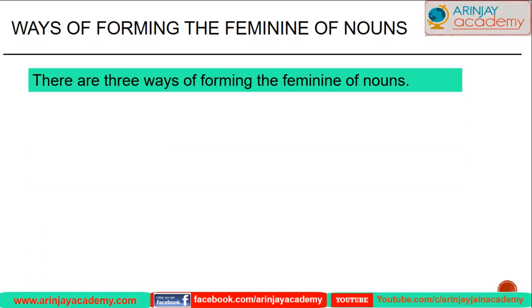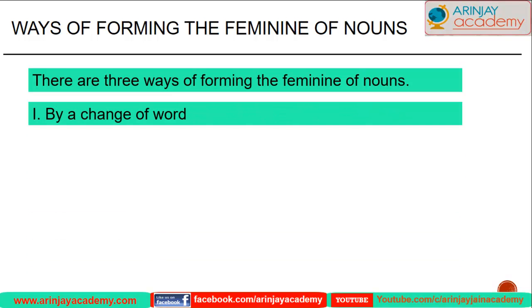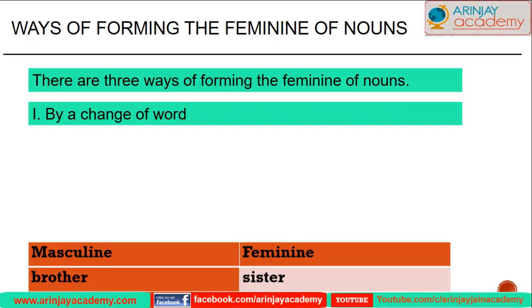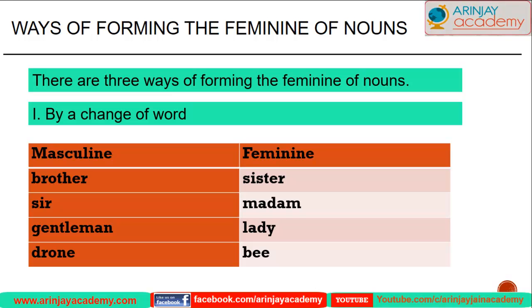There are different ways of forming the feminine of nouns. Basically, there are 3 ways of forming the feminine of nouns. Firstly, by a change of word. For example, brother, sister, sir, madam, gentleman, lady, drone, bee. Here, the masculine is brother and feminine is sister. So we change the word to make the feminine of the nouns.